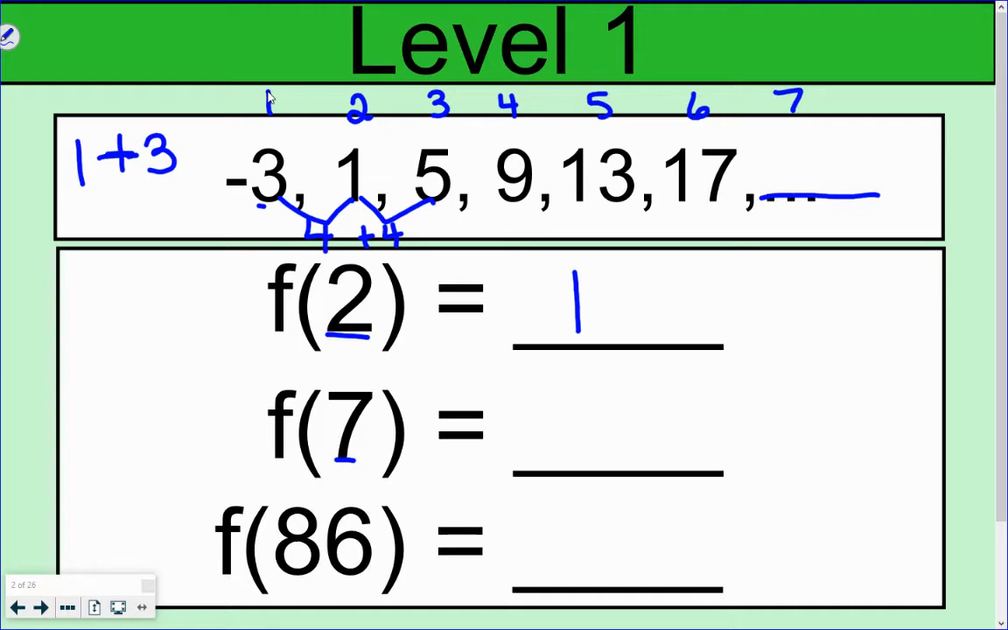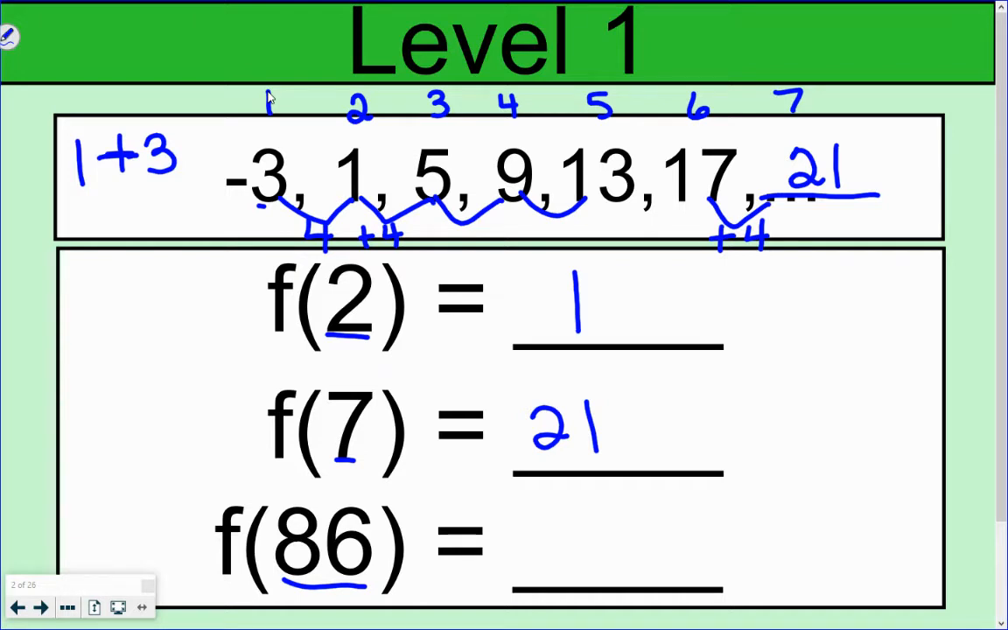Sorry about that. So 1 plus 4 is 5, 5 plus 4 is 9, so I do have the right pattern. So now I'm going to say 17 plus 4, which is 21. Okay, now it says 86, and it's not a typo. I'm not asking you for the 8th one or the 6th one. I really want 86. Well, that's really hard to find.